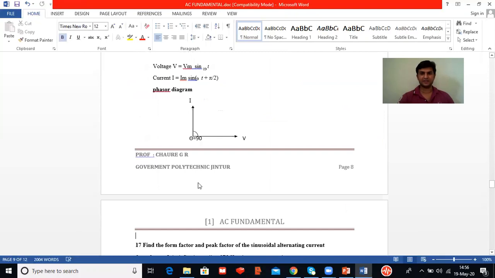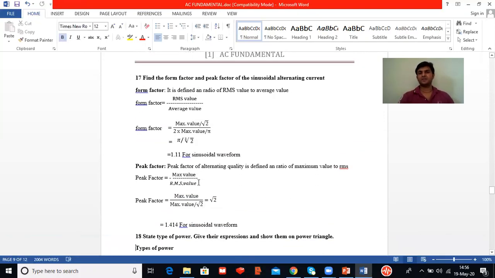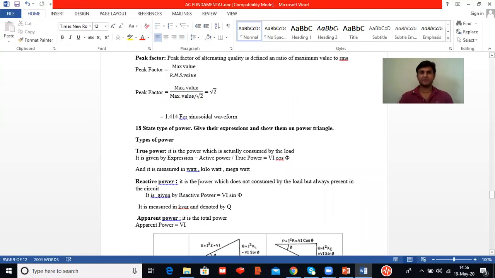Then the next definitions are the form factor and peak factor. Form factor is the ratio of the RMS value to the average value, and it is 1.11 for the sinusoidal waveform. The peak factor for an alternating quantity is defined as the ratio of maximum value to the RMS value, and it is given as 1.414.